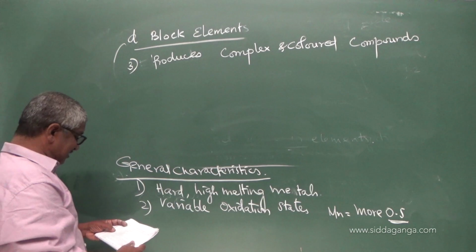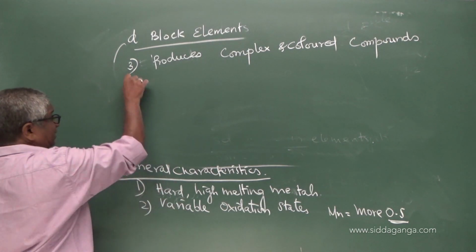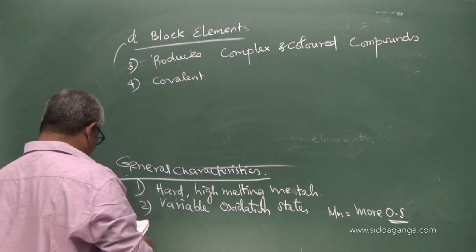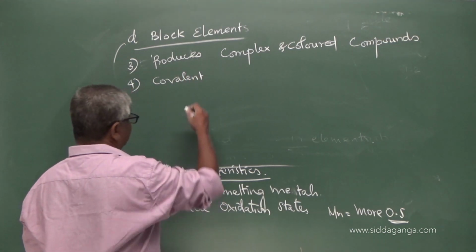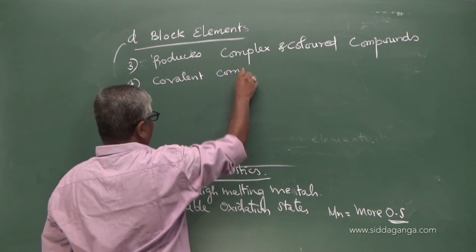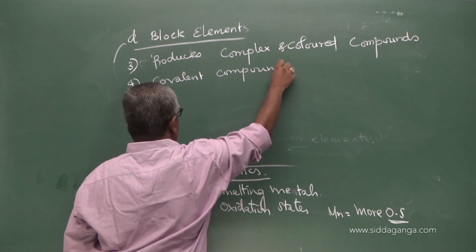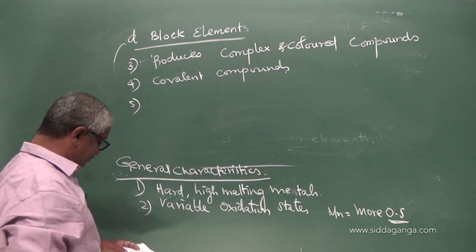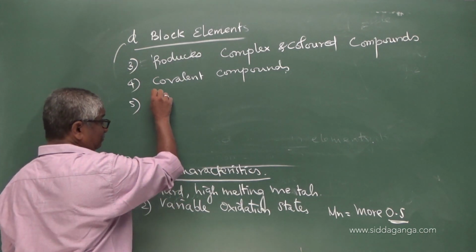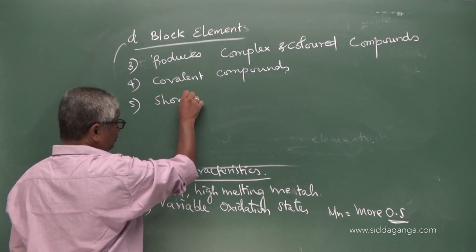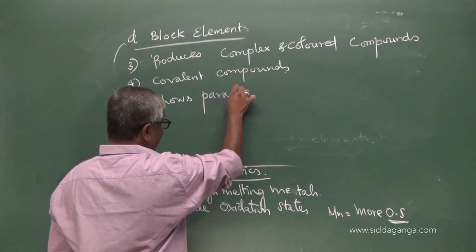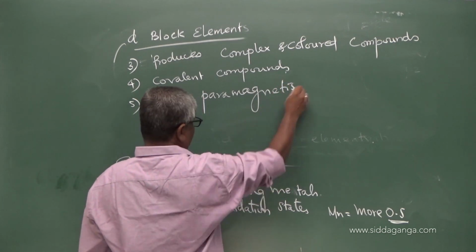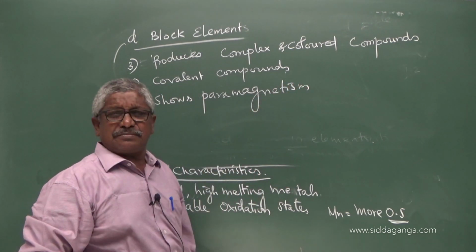Next, these produce covalent compounds and also ionic compounds. And the compounds show paramagnetism. What is paramagnetism?